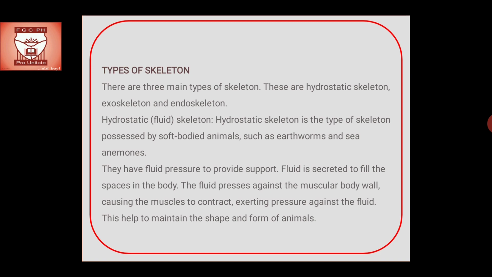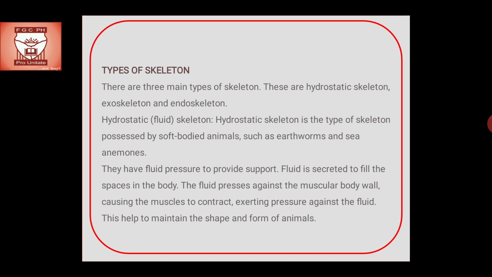We have different types of skeleton. The first one we discussed was forms and components of skeleton. Now we are looking at types of skeleton. There are 3 main types of skeleton. What are these 3 types? They are hydrostatic skeleton, exoskeleton, and endoskeleton. Hydrostatic skeleton can also be called fluid skeleton.